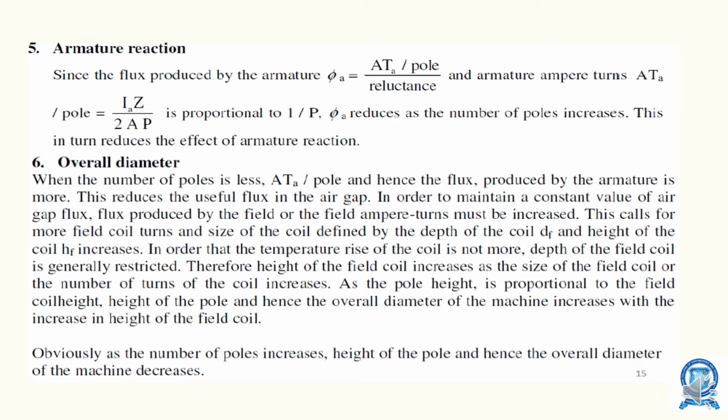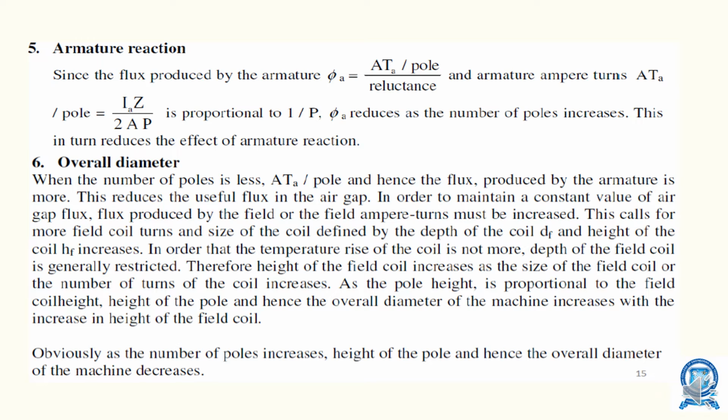The next parameter is armature reaction. The flux produced by the armature, φA, is ATa per pole divided by reluctance, and the armature ampere turns per pole ATa is equal to IaZ divided by 2AP, which is proportional to 1 by P. They are inversely proportional to poles, and φA reduces as the number of poles increases. This in turn reduces the effect of armature reaction.